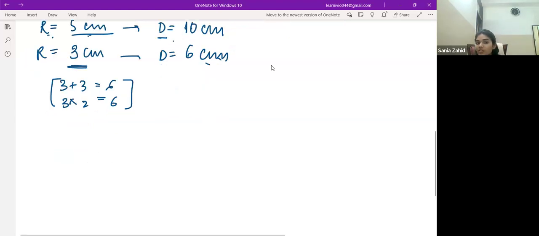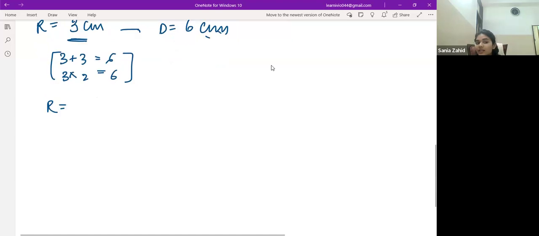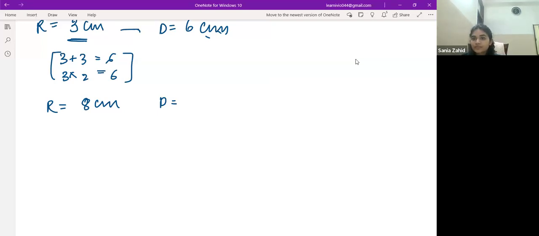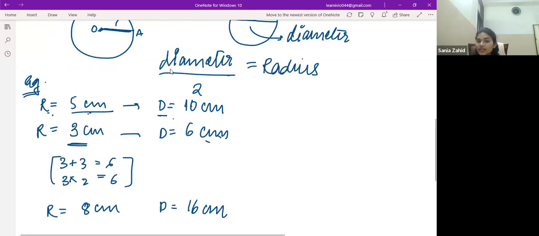Now Razan, carefully tell me, if radius is 8 centimeter, then what is the diameter? If radius is 8 centimeter, what is the diameter? We'll do 8 into 2. So what is the diameter? 8 into 2 is 16. 16 centimeter. Okay.